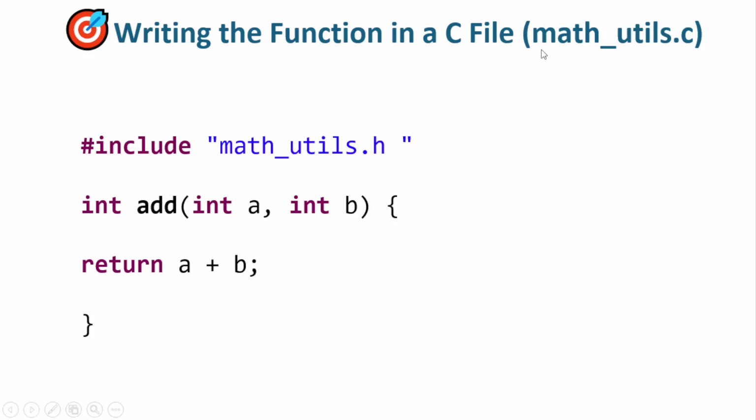Writing the function in a C file, math_utils.c. In this file, we define the actual body of the function. Let's say we want a function that adds two integers. We write it like this. We include the header file math_utils.h at the top so the compiler knows the function's declaration. Then we define the function add, which takes two integers as parameters and returns their sum. This is the actual implementation and it's written in the C file, not in the header. This approach keeps the logic of functions separate from the main program and makes your code more organized and modular.